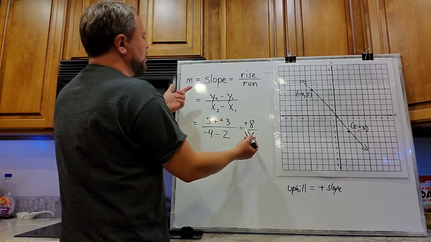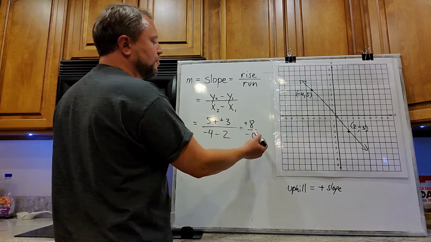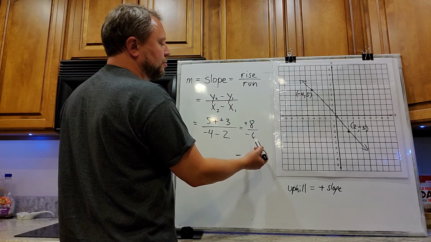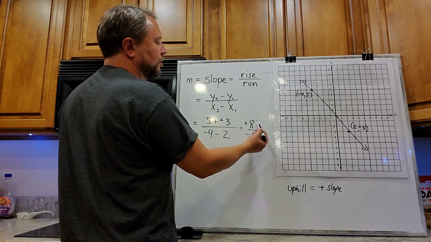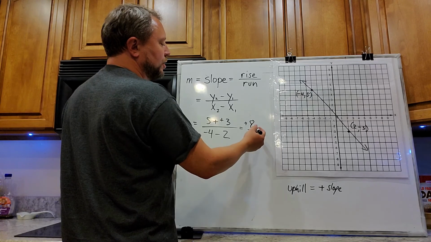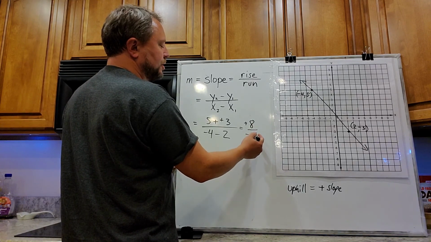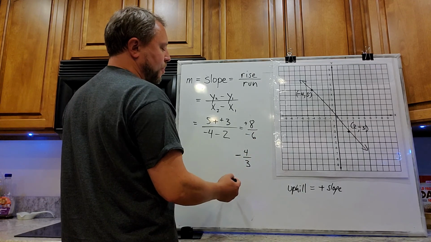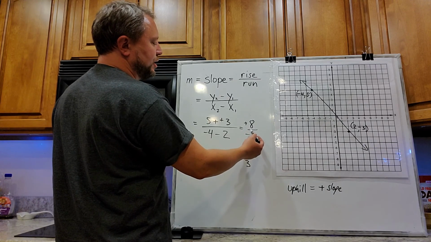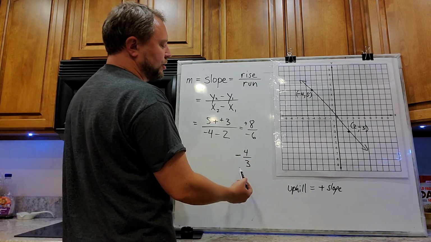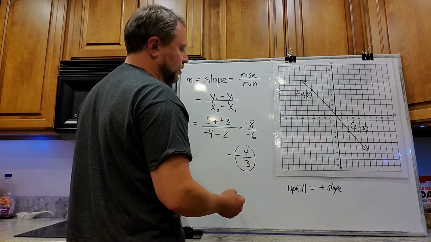Since slope is fractions, all the usual fraction rules apply. So if you can reduce, you really should do so. And 8/6 does reduce. I know, for example, 2 goes into both of them. 2 goes into 8 4 times. 2 goes into 6 3 times. So this 8/-6 reduces to a fraction of -4/3. So there's our slope on this one.